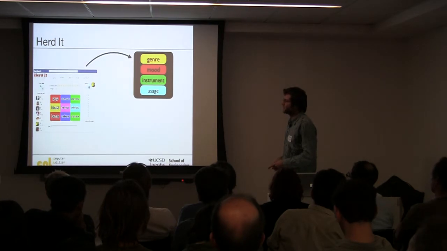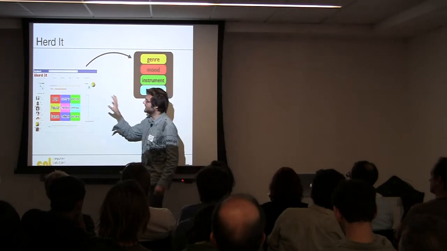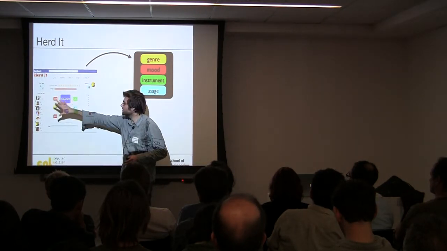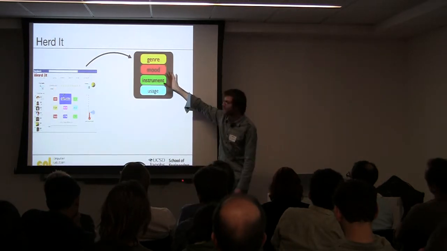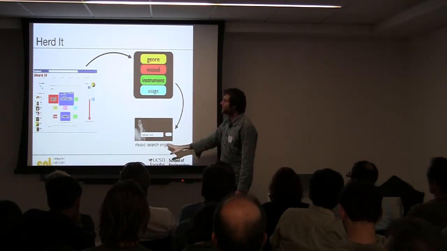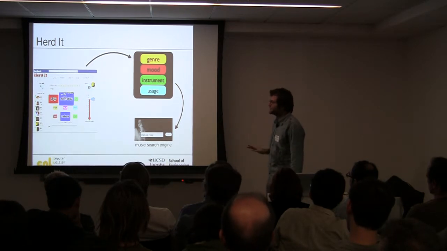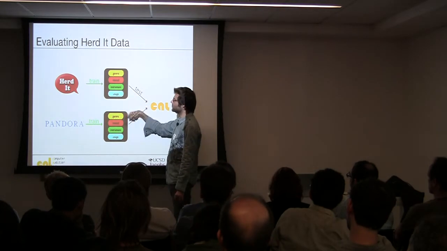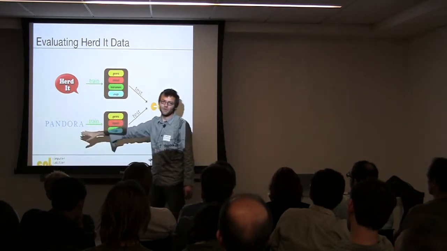Now, looking at this in a little more detail, as soon as we collect data from this game, let's say 1,000 good examples of rock songs, we feed that into our black box to train it to recognize rock songs, and then that will feed our search engine. One thing we wanted to do was make sure that we were making sense, and so to check that, we trained two black boxes, one based on our game data, and the other trained on Pandora data.